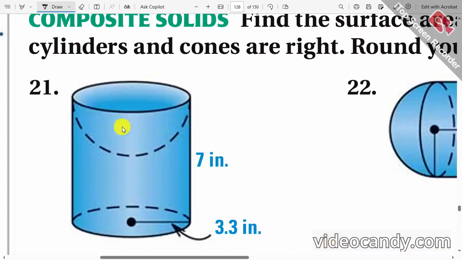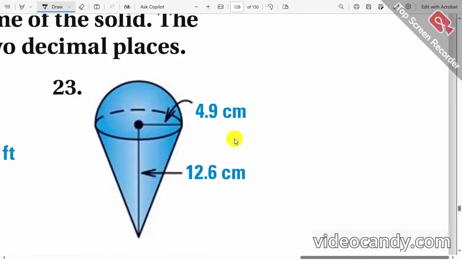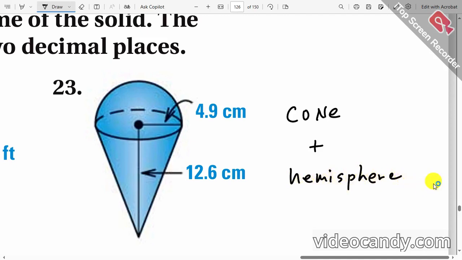All right, so on number 21, you're going to subtract the hemisphere, okay? On 21, it's going to be the volume of a cylinder minus the hemisphere. Okay, you're just subtracting. And then on number 23, just like the example we just did, it's going to be the volume of the cone plus the hemisphere. And that's like the one we just did.